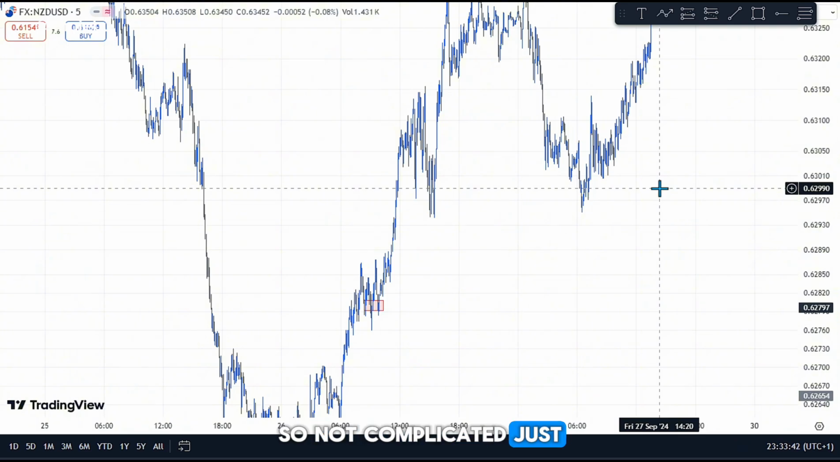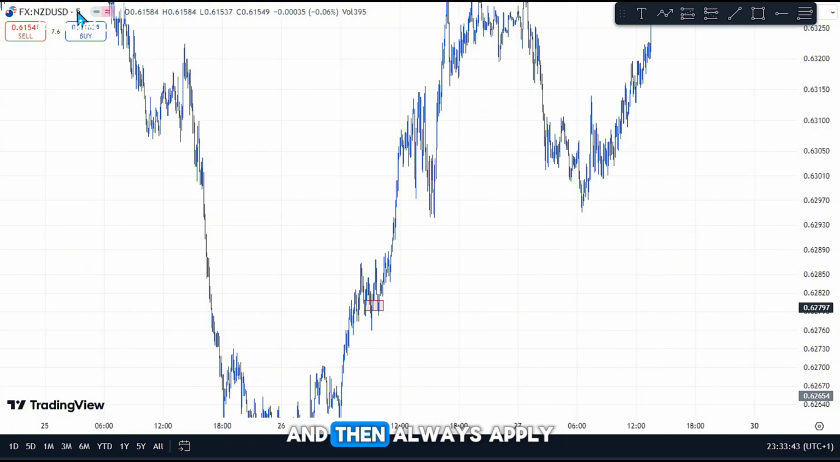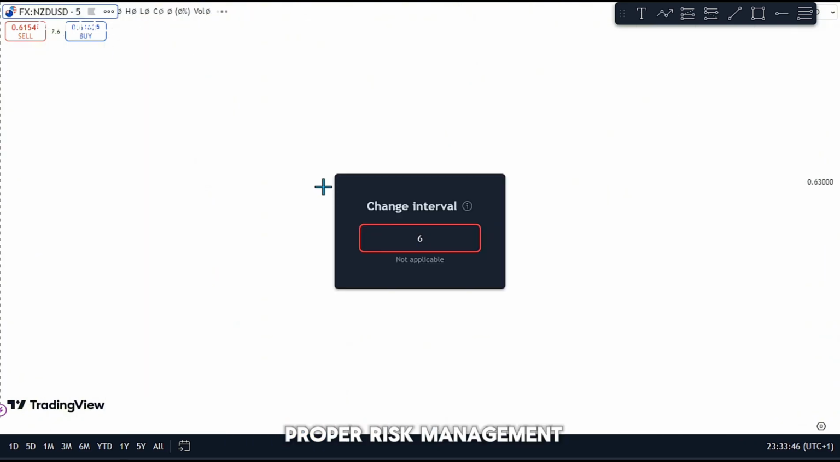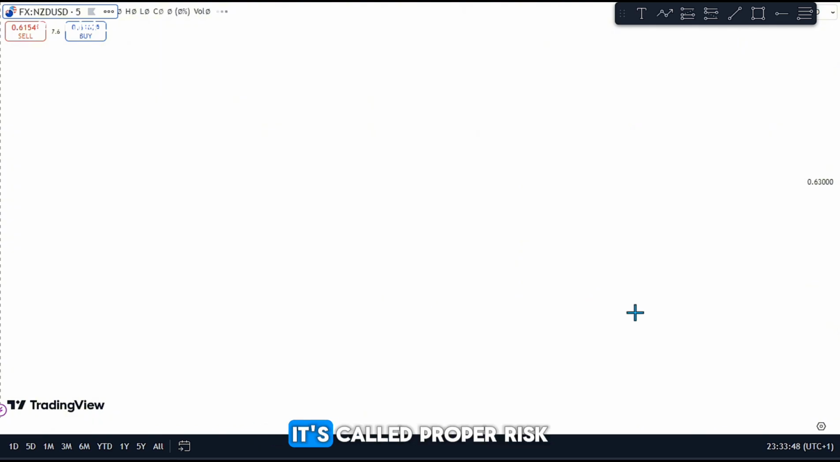Not complicated, just make your trading simple, and then always apply proper risk management. That's why it's not just called risk management, it's called proper risk management.